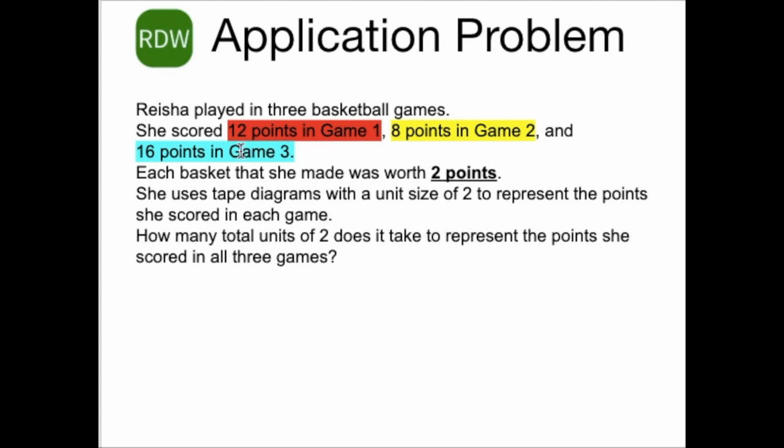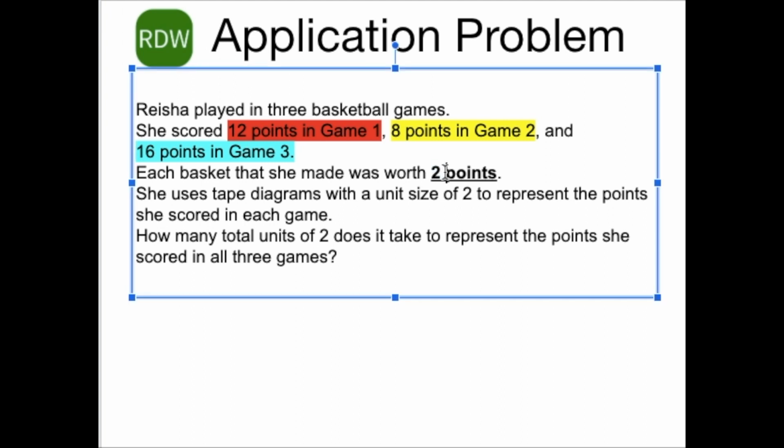My first tape diagram should equal 12. Each box should have a 2 in it. My second tape diagram should equal 8. Each box should have a 2 in it. And my third tape diagram should equal 16. Each box should represent 2. Okay, go ahead and pause.